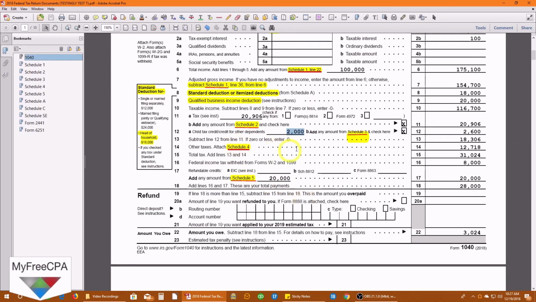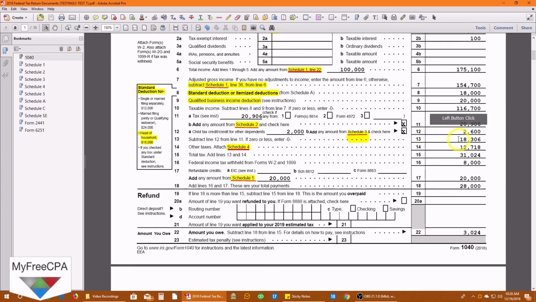So let's take it. We have the $2,000. We have the $600 from Schedule E. That gets added. So now we have a $2,600 tax credit. So subtract that from the 2906, which was what our tax bill was going to be, from the 2,600, and leaves us with 18,306. That's a tentative tax, right?